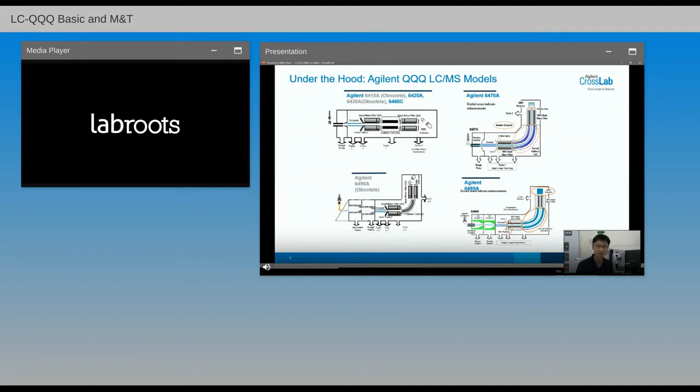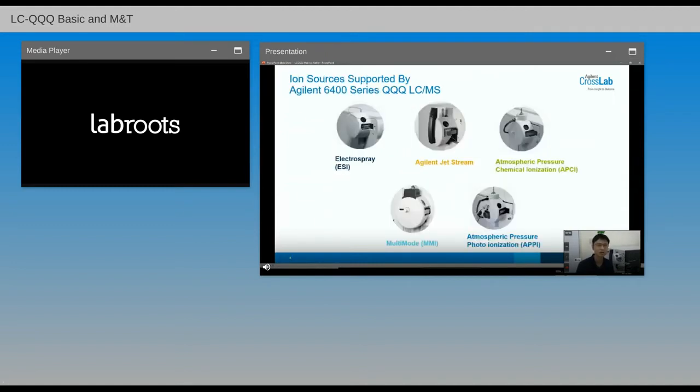All right, so I guess that's enough about terminology. In terms of the ion sources supported on this series of the LCMS, we have the latest, which is Jet Stream. The Jet Stream is available on the 6470 and also the 6495. And of course, we have the typical, traditional ESI, which is the most basic. And we have the APCI, and the multimode, which allows you to do ESI and APCI at the same time.